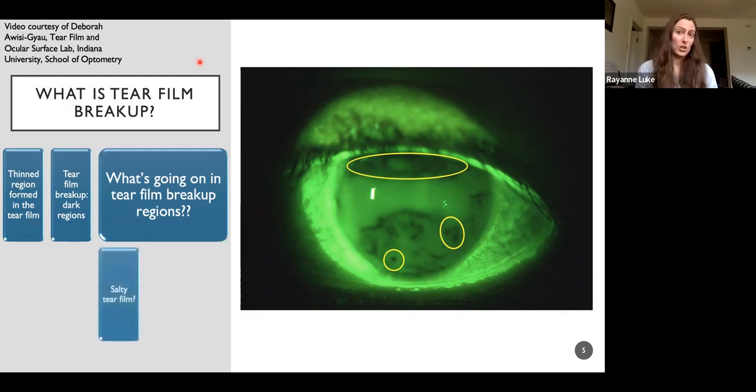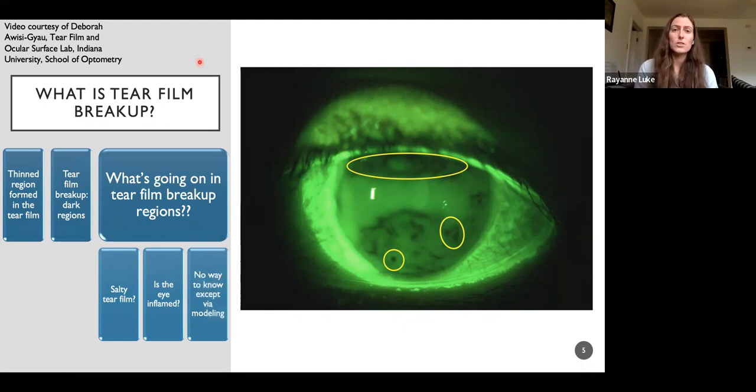Is the tear film very salty there? Is the ocular surface inflamed? And currently, there is no real way to know except by modeling. So this is where we come in.